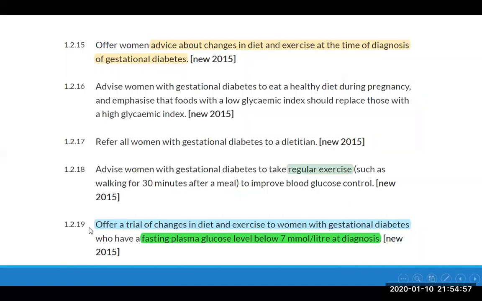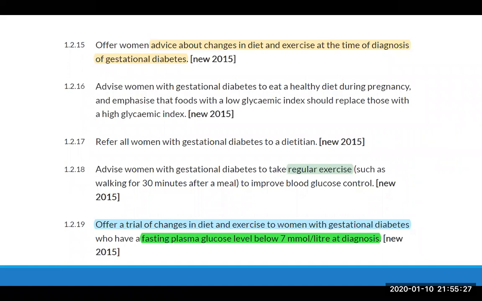And the first step in management of gestational diabetes is a trial of diet and exercise. And this is very important. The exception: if the fasting blood sugar is more than 7, we must treat immediately. But if the fasting blood sugar is less than 7, we must try diet and exercise.